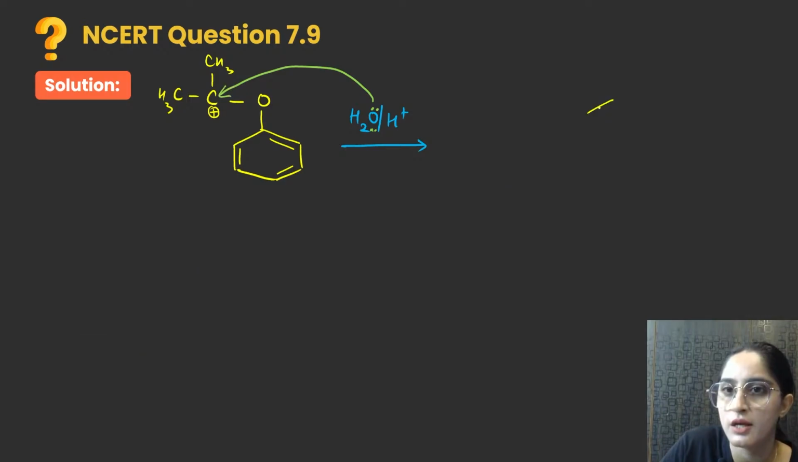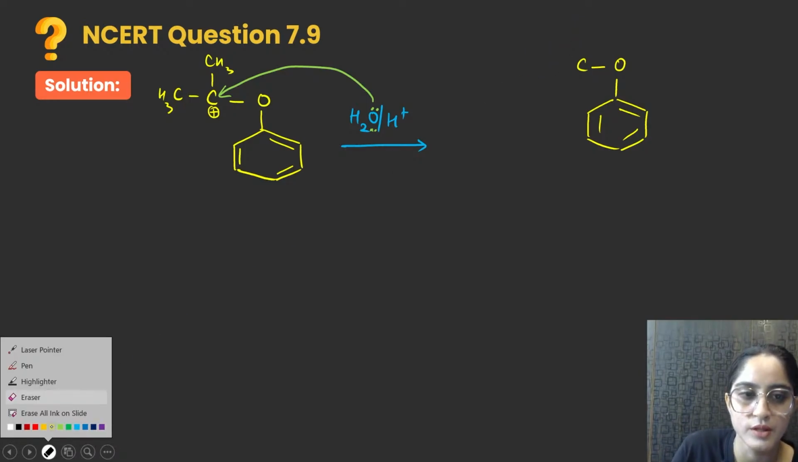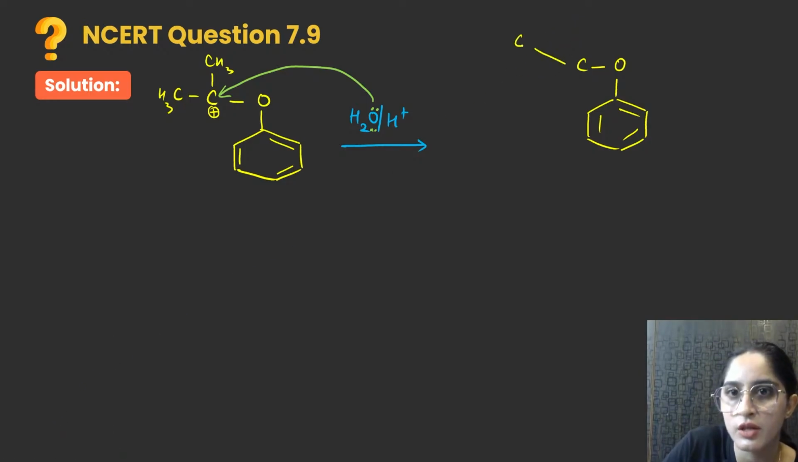So it will be, this is your O, and this is basically your C. This is CH3, this is CH3, right? Or for more easiness, you can see it like this. This is CH3, this is CH3, and this is my OH, H, H, and this is also positive, right?